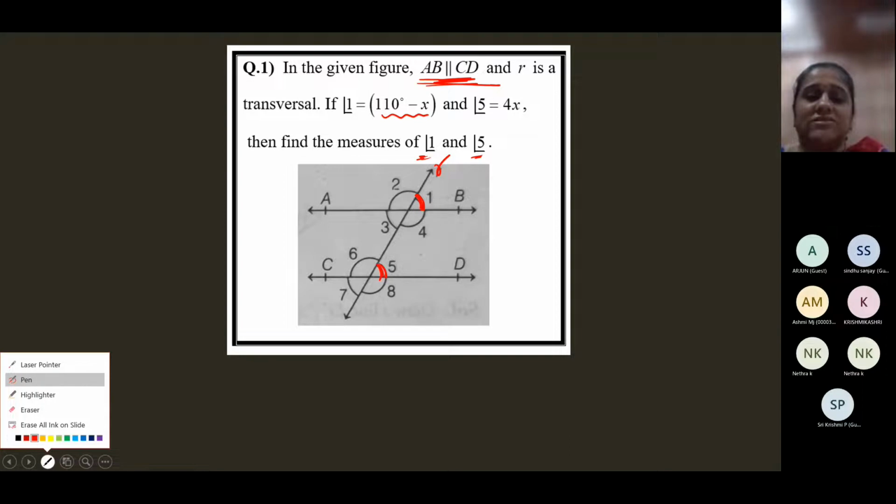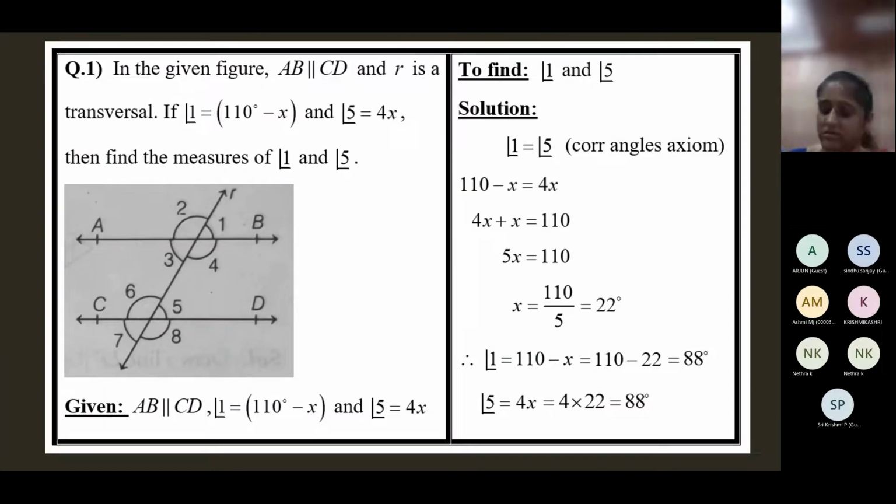110 degrees minus X is equal to 4X. So on equating that, you can find the value of X and hence find the measures of angle 1 and angle 5. So see the answer here, children. Take down the question, start working.